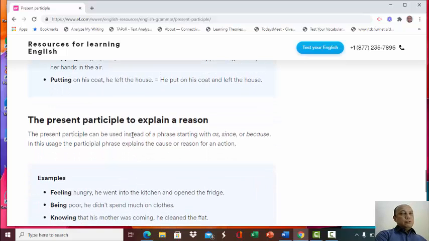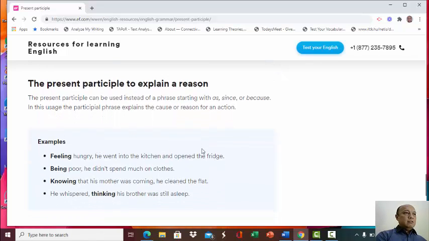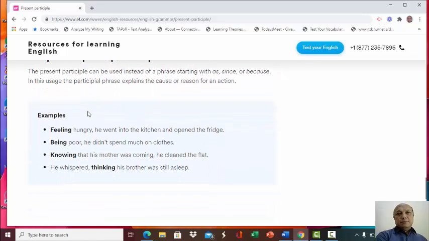Present participle can be used to explain a reason. For example, the present participle can be used instead of a phrase starting with as, since, or because. You can delete it, and you can use the present participle to explain the reason. In this usage, the participial phrase explains the cause or reason for an action. So let's see the examples. The examples are good because they make things clearer for you.